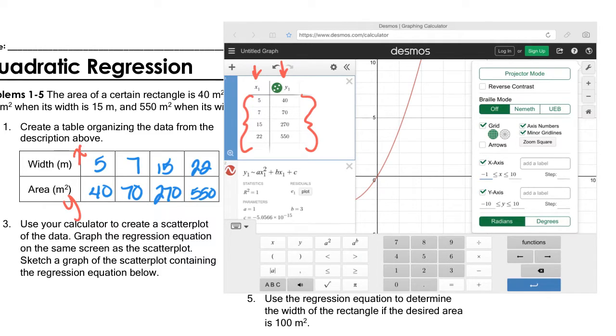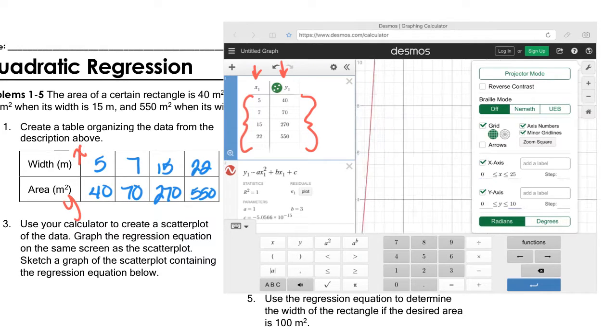And I'm going to do the same thing with my y. So my y starts at 40, so I'm going to start at 0 because that's not too far off. And my table ends at 550, so I'm going to set my window to 600, just a little bit below the data set and a little bit above. And you can see now those green dots are my data set, and the red function is my regression model.